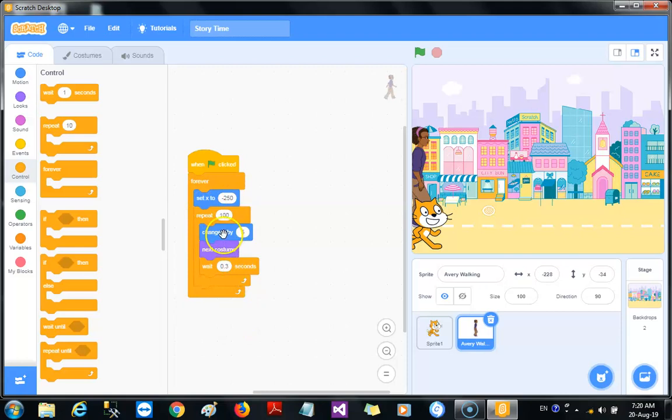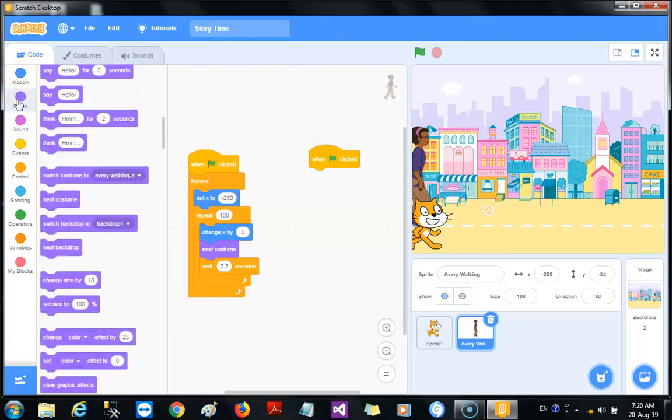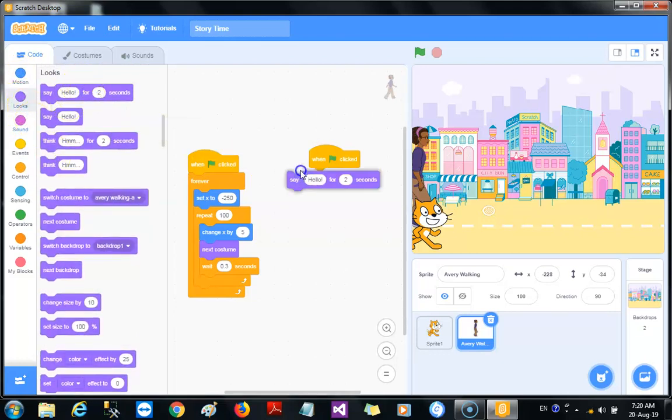Now for us to avoid cluttering up our walking animation, I'm going to have a separate when clicked block. Avery is starting, so she's going to be the first to talk. She's going to say, "Hello, cat. Why are you walking so fast?" That's an interesting question.